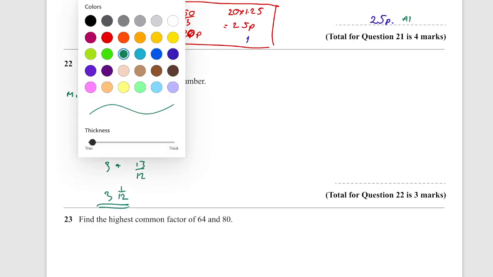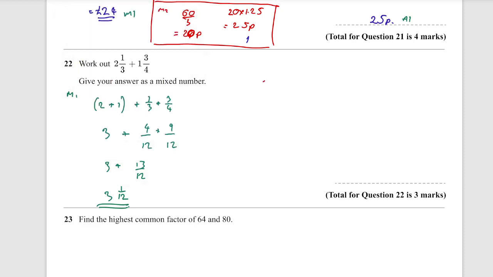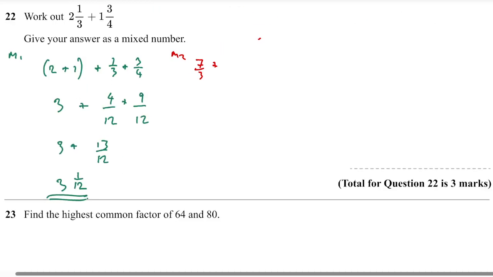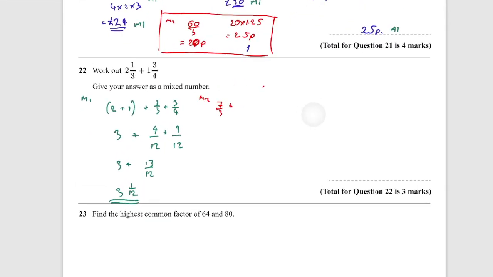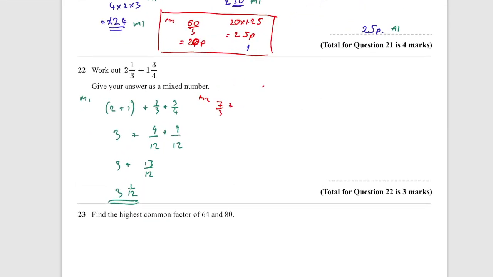My method 2 then is by treating them as improper fractions, converting the mixed fractions to being improper fractions. So 2 times 3 would be 6, plus 1 would be 7, so that would be 7 over 3. Plus 1 times 4 is 4, plus 3 is 7 as well, 7 over 4. So putting them both over 12s then. So 7 times 4 is 28, 3 times 7 is 21.